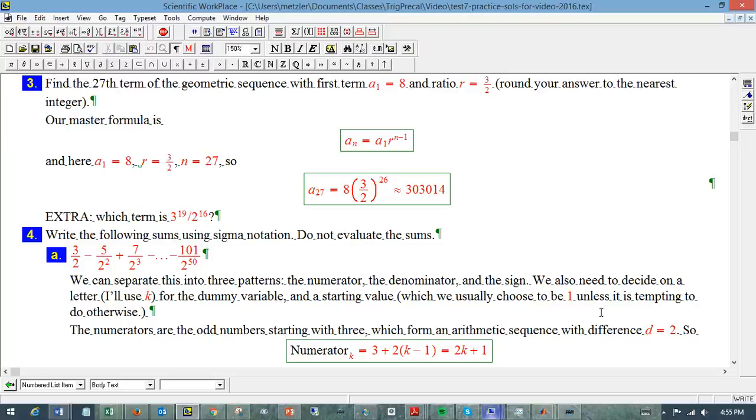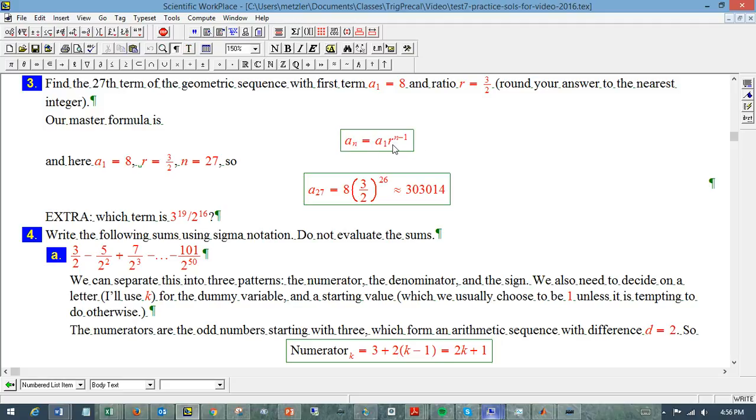Here's a few more problems. Find the 27th term of the geometric sequence with first term a1 equals 8 and ratio r equals 3/2. Round your answer to the nearest integer. Okay, so this is intended to be a pretty straightforward problem. We just turn to our master formula.